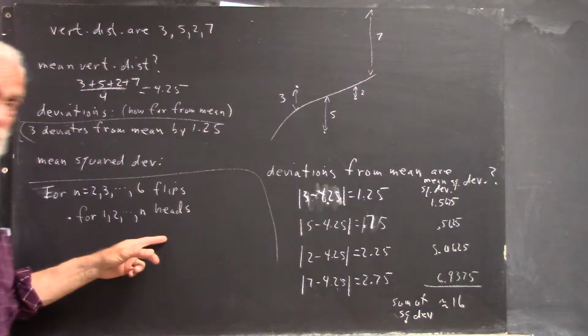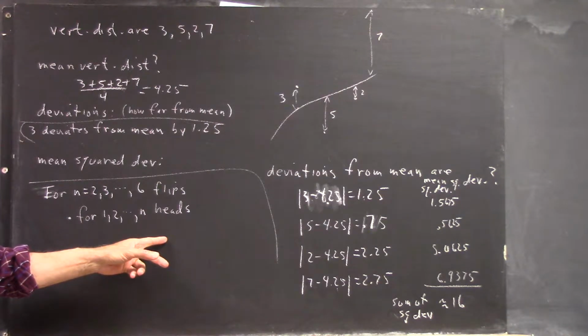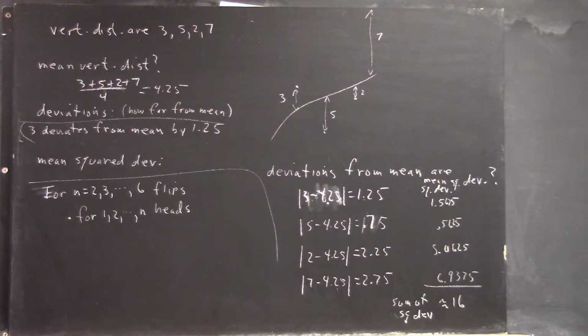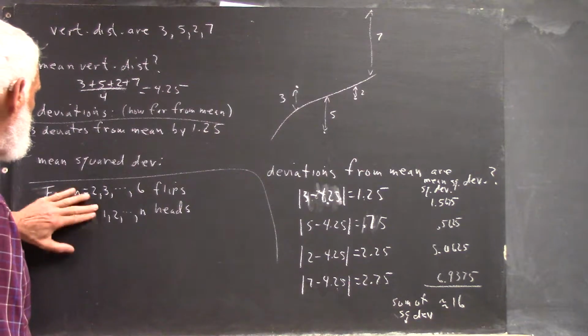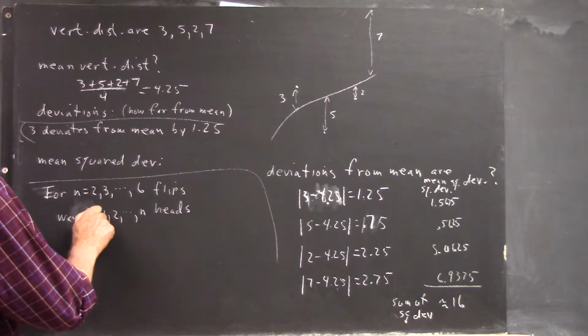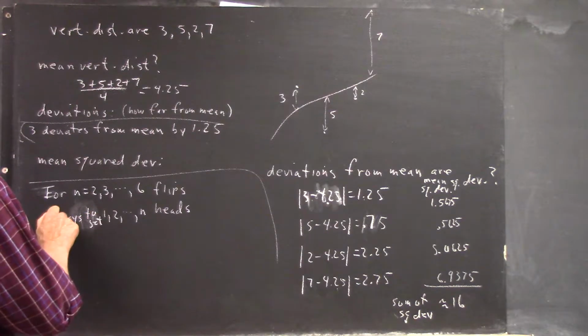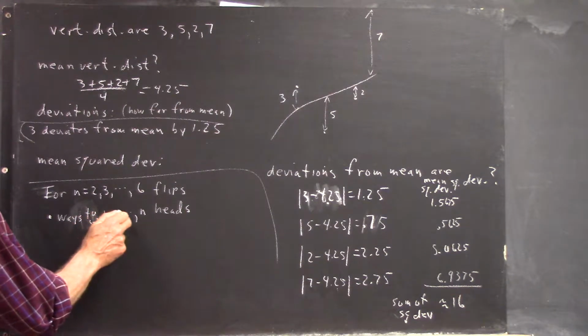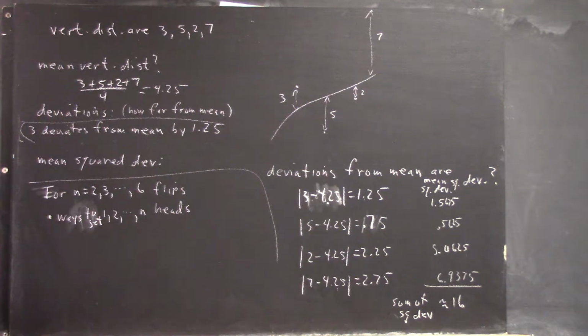heads. Is that the way it's stated? Let me read my own question here. Actually, it says how many ways. I'll write it as ways to get 1, 2, up through n heads, right? And what you're asked is how many ways are there to do it, right?